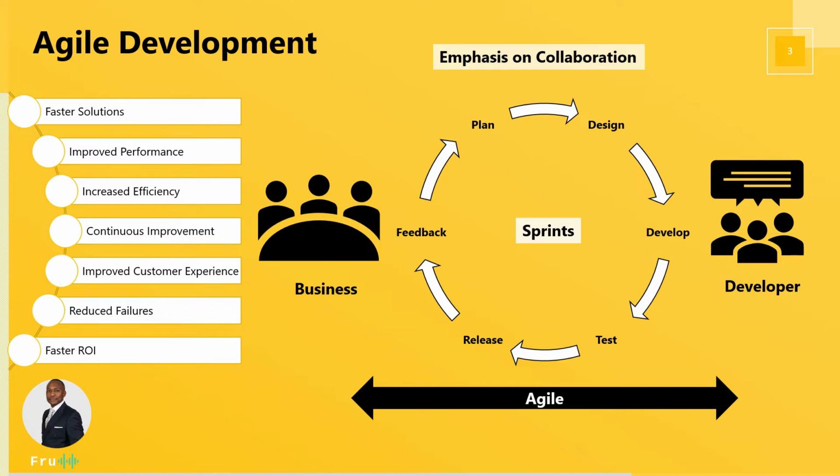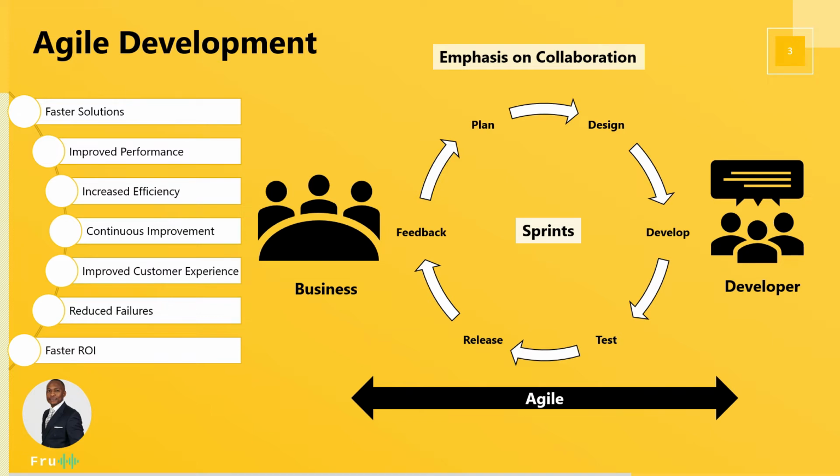So Agile is a development methodology that brings the business and the developers together in a cohesive unit to work and deliver solutions to the business. And the emphasis on Agile is really on collaboration. Is how can these two, the business with the requirements, the development team with the capacity to implement, how can these two work together and deliver solutions very quickly? So that's what Agile is.